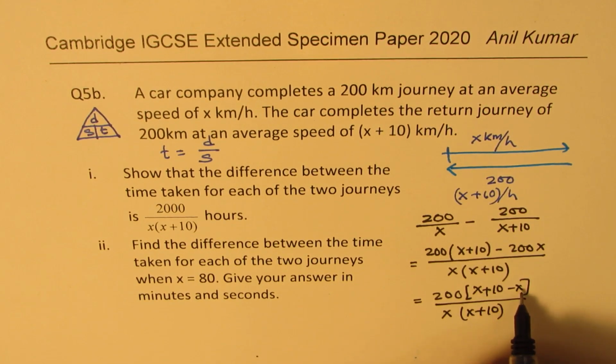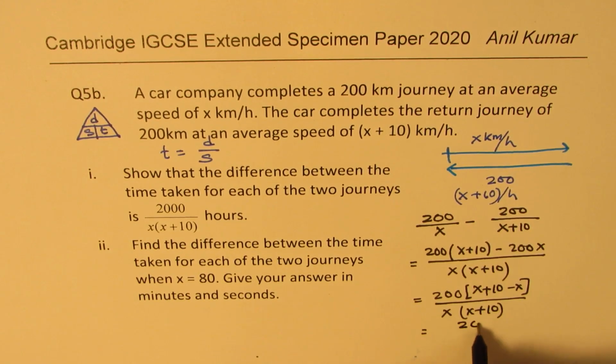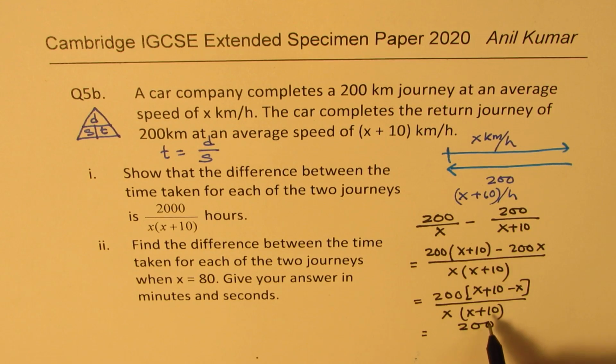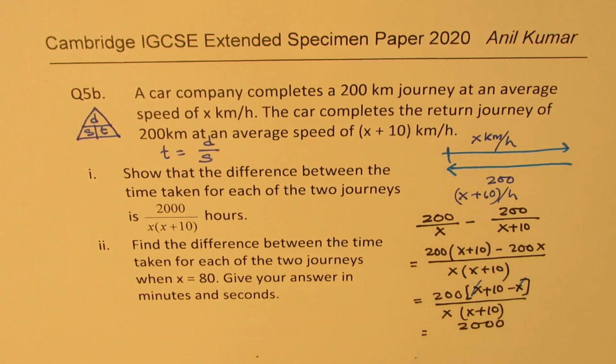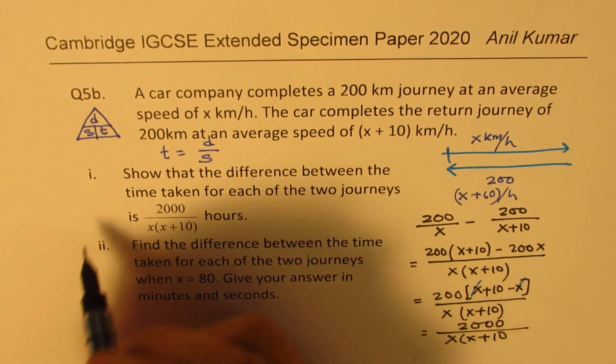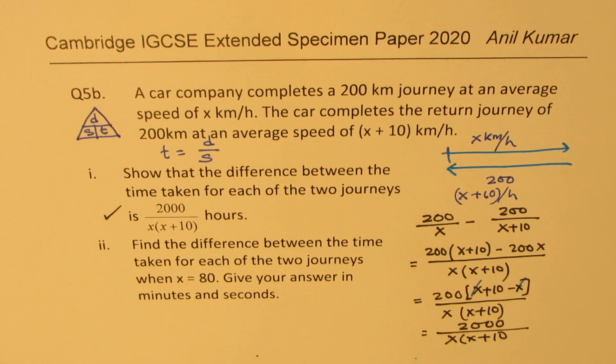Now x minus x is 0, so you get 200 times 10, which is 2000. The x and x cancel, correct? So you multiply 200 with 10, and you get 2000 divided by x times (x plus 10), which is the same as this. Perfect. So that is how you're going to show your work.